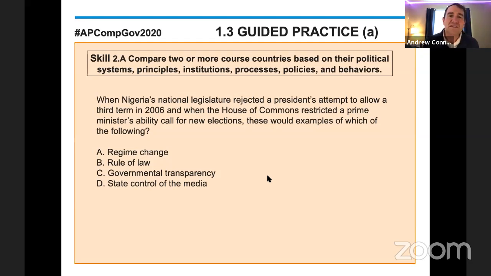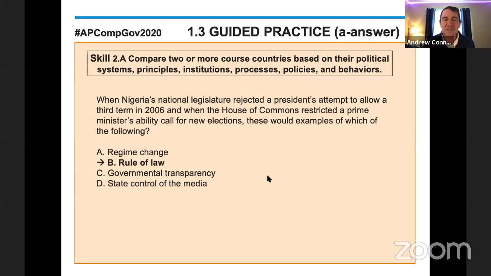So when Nigeria's national legislature rejected a president's attempt to allow a 3rd term in 2006, and when the House of Commons restricted a prime minister's ability to call for new elections, these would be examples of which of the following? Is it regime change? Is it governmental transparency? Or is it state control of the media? And of course, I just skipped the correct answer, which is rule of law. So this would be an example of rule of law, that laws matter, that it's not necessarily the government or military dictating how the result's going to be from government, but the laws matter.